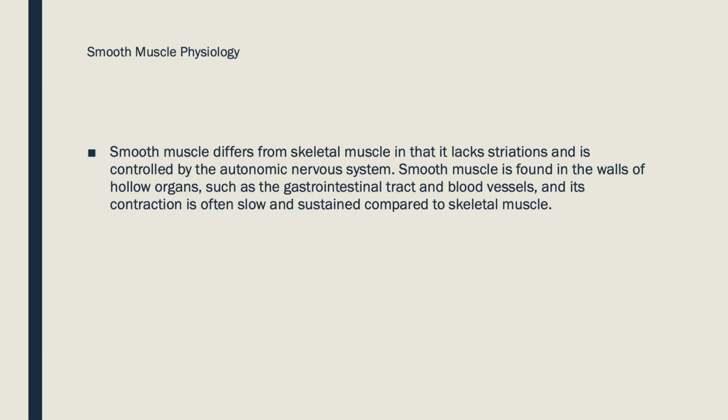Smooth muscle differs from skeletal muscle in a multitude of ways. It lacks striations, and this is why it has a smooth appearance under the microscope, and it's controlled involuntarily by the autonomic nervous system. Smooth muscle is found in the walls of hollow organs like the GI tract, blood vessels, the bladder, and its contractions are generally slower and sustained, enabling functions like moving food through the digestive tract or regulating blood vessel diameter.